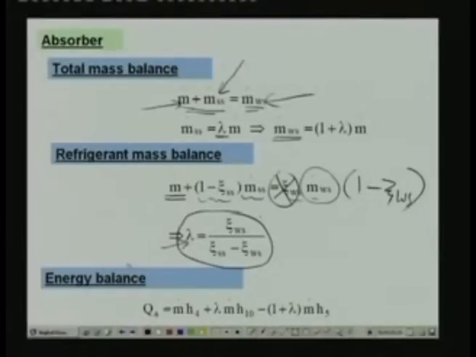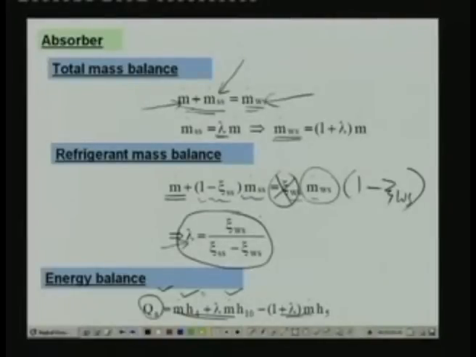Okay, now let us write the energy balance for the absorber. What is the energy balance? Whatever energy is entering must leave. What is the energy leaving the absorber? Energy is leaving the absorber through the cooling water, that is equal to QA. This is nothing but the absorber load, and m dot H4 plus lambda into m dot H10 is the total energy entering into the system through the refrigerant and through the strong solution. So this is the energy entering into the absorber by way of fluid flow. Okay, and what is leaving the absorber is this by way of heat transfer and this by way of fluid flow. Okay, so this is the simple expression.